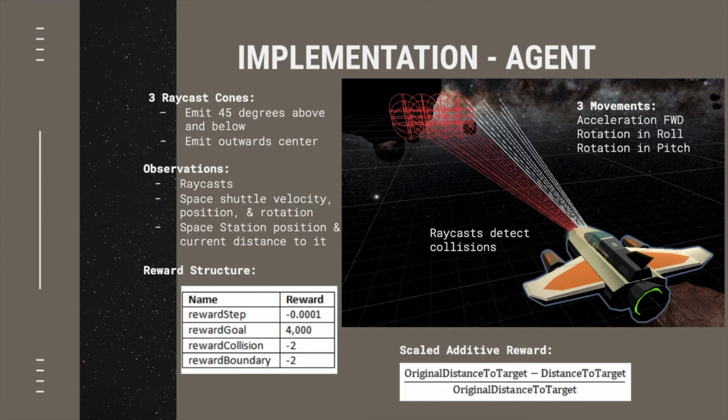Finally, the agent possesses a reward structure that is provided to the agent after enacting a behavior. The agent receives a small negative reward for every time step it is flying. This teaches the agent to fly quicker. It is provided a large positive reward for reaching the target and a small negative reward for colliding with an asteroid or a boundary. The final reward it receives is a scaled reward based off its current distance to the space station.